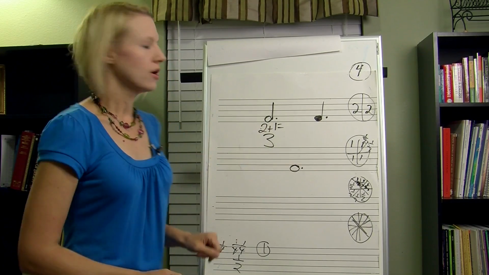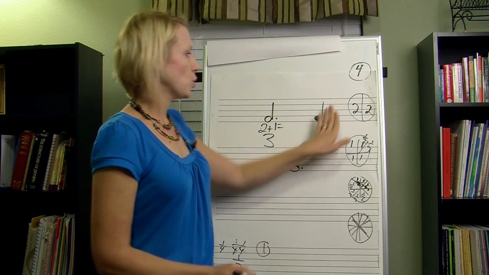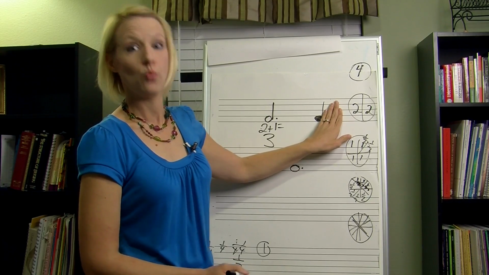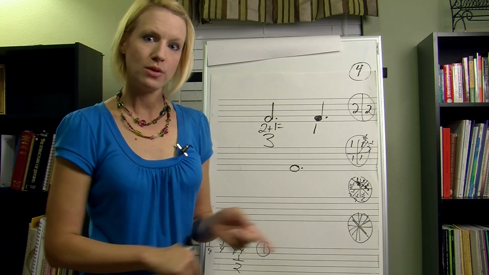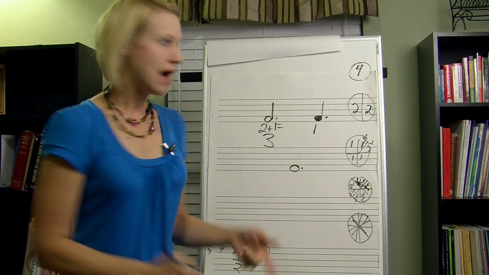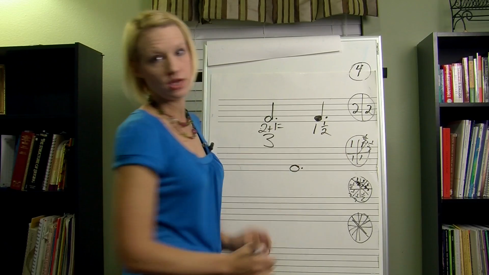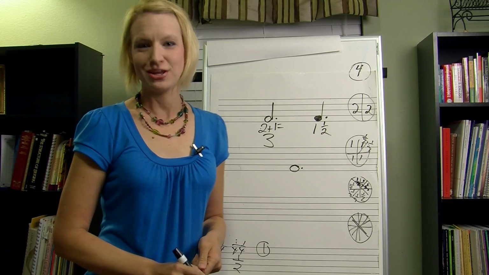Let's do this one together. How many beats is this quarter note normally? 1 in most music. Dot adds half of the value. So what's half of 1? A half. So this whole thing is 1.5. And we just call that a dotted quarter note.